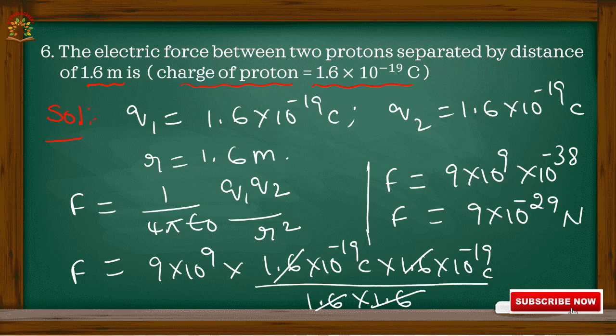The final answer is the electric force between two protons separated by a distance of 1.6 meters is 9 into 10 to the power of minus 29 newtons.